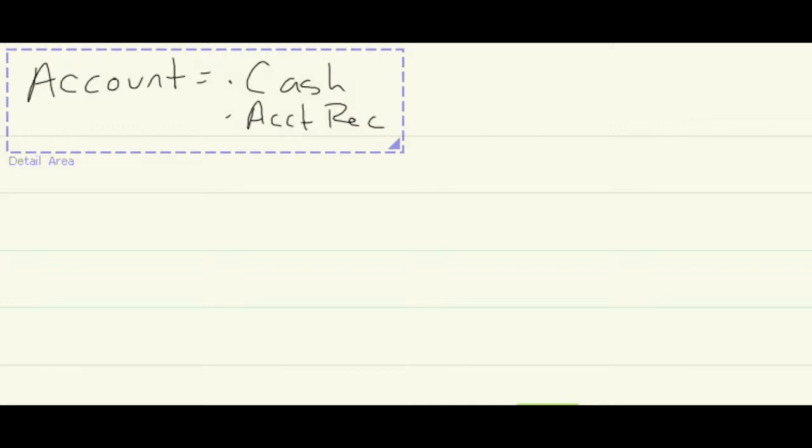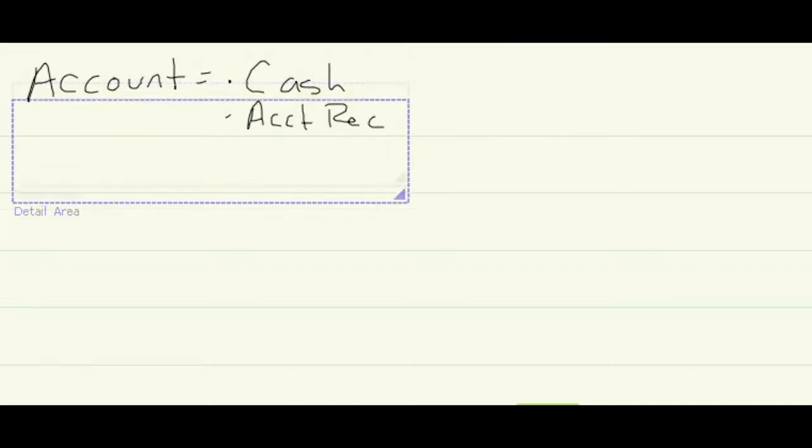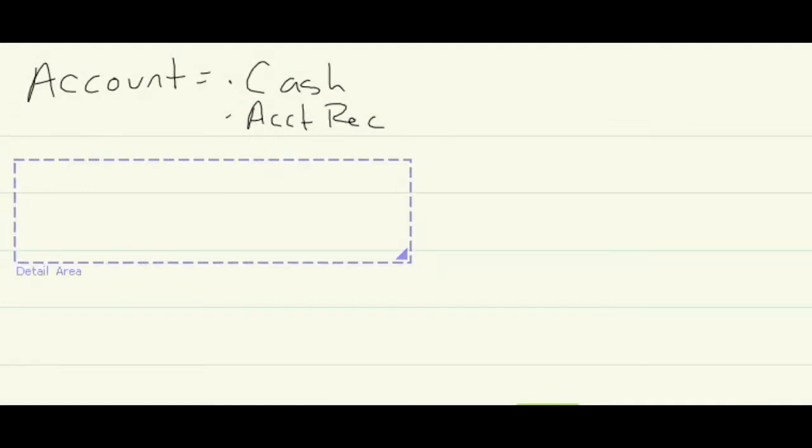In other words, every single classification or category that we would be putting money into or taking money out of would be an account. We can set up an account so that it looks like this. We can make a T, and then we would put the account name up here on top. And when we do that, what we've done is we've created what's called a T account.